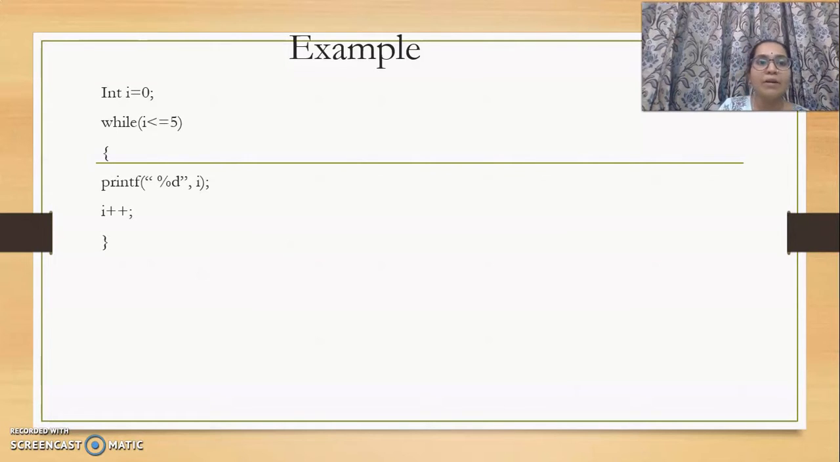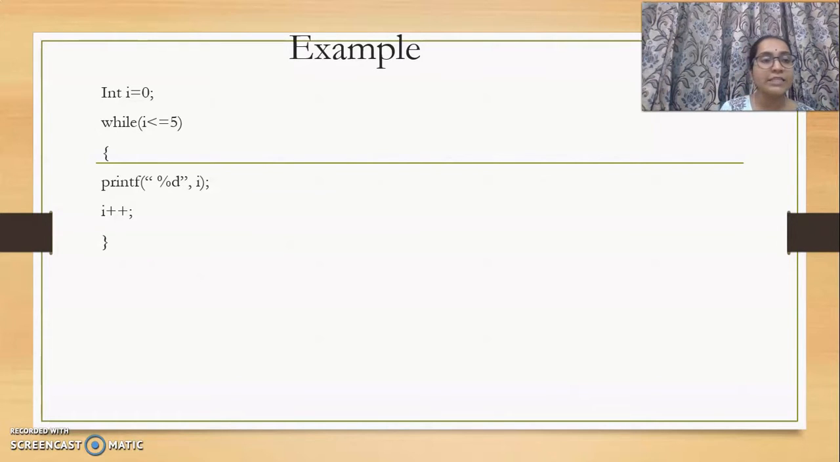Now this is an example of a while loop. We have taken a variable i of int type, integer type, which is initialized to the value 0. It means we have given a starting value of i as 0. And in the condition we have specified that i should be less than or equal to 5. It means i will start from 0 and end at 5. From 0 to 5 the condition is true. If i becomes greater than 5, the body of the loop will not be executed.